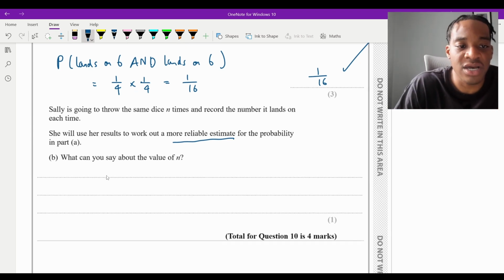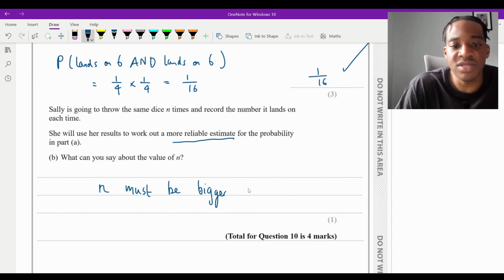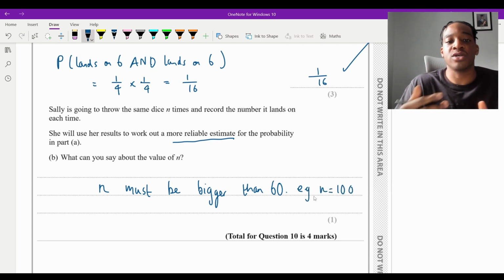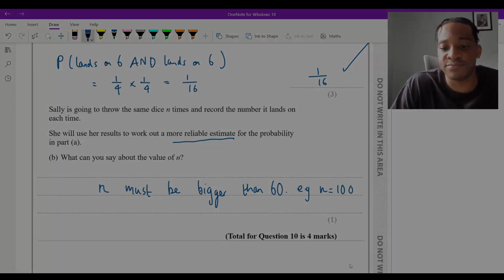So all you have to do is just say that. So I'm just going to say here, n must be bigger than 60. For example, let's say n is equal to 100. That will give you a better estimate for the probability. And yeah, that's it. That's question 10 finished.